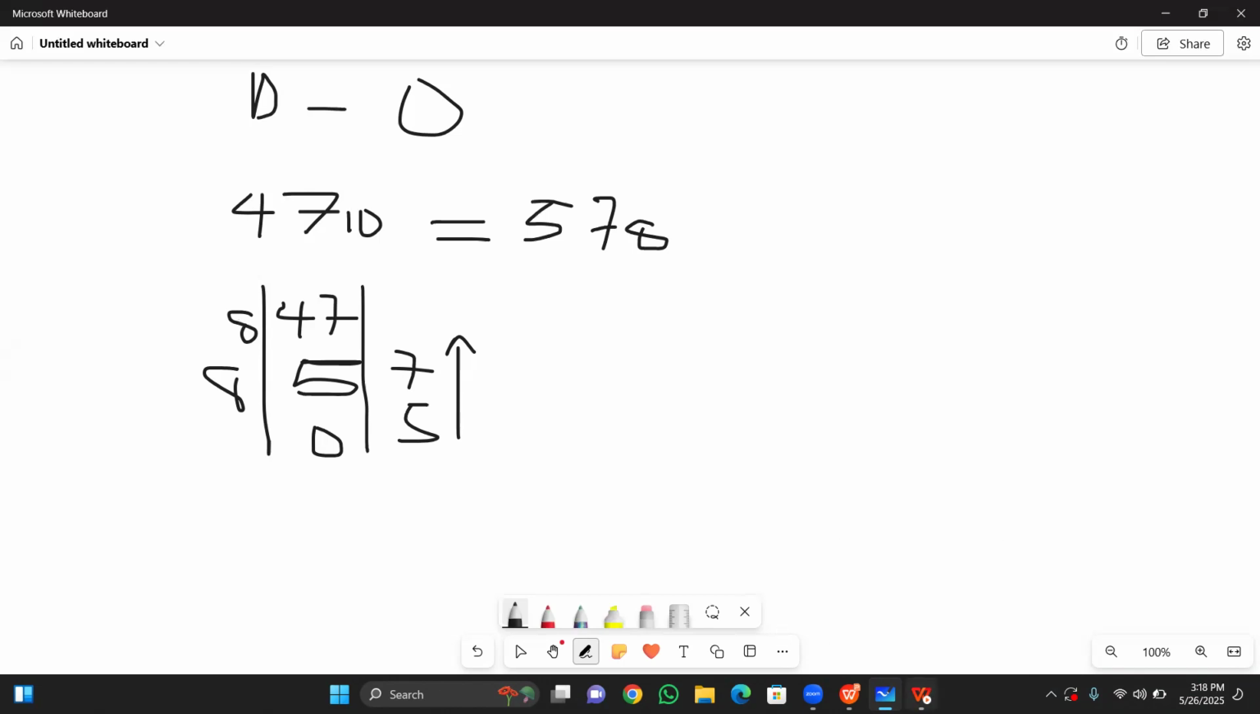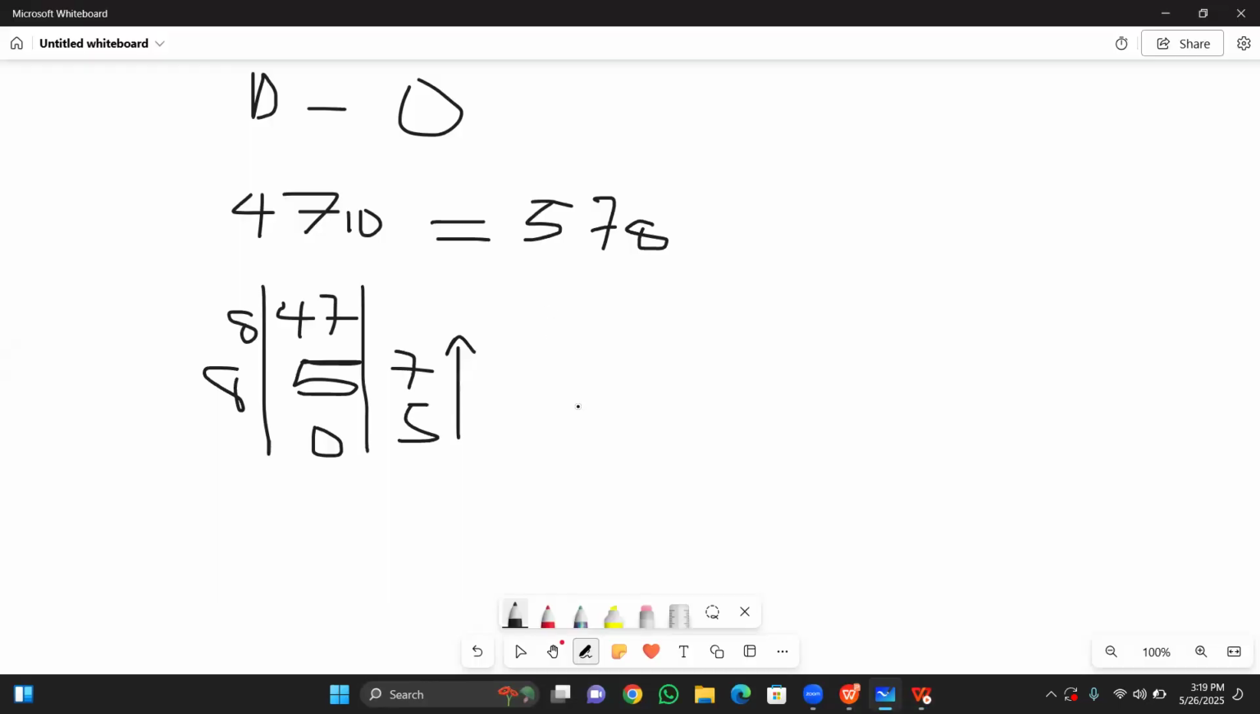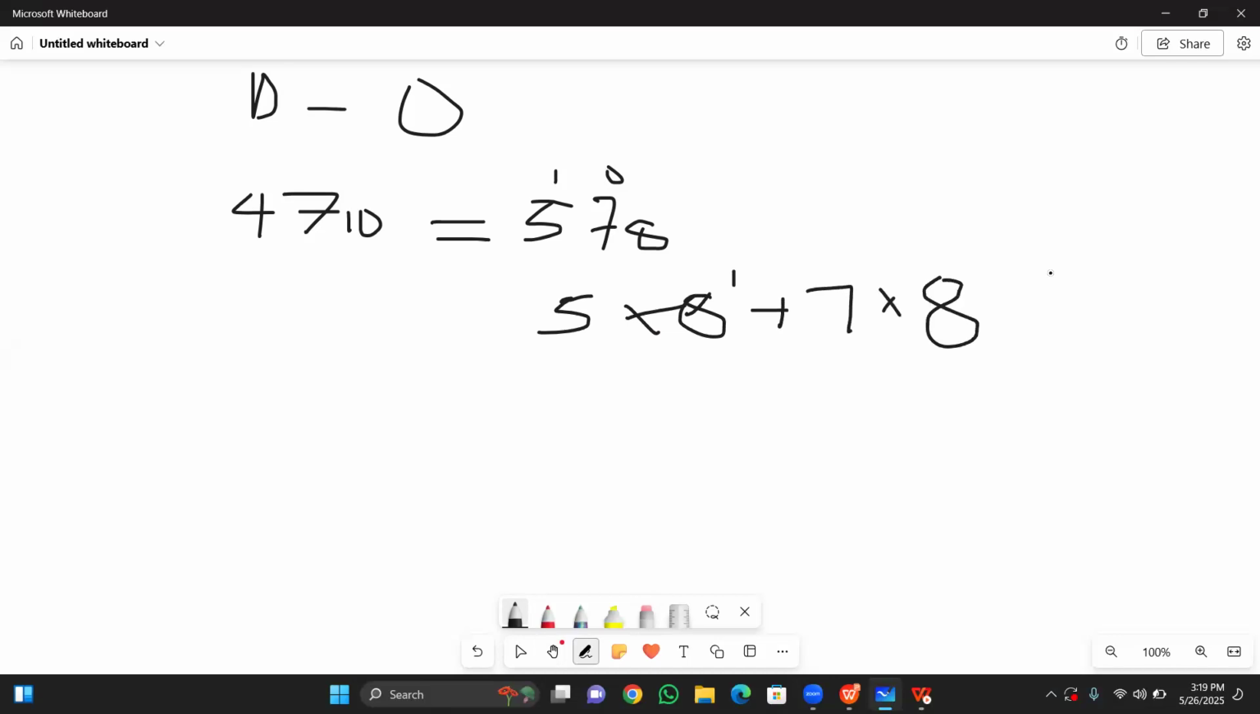So if you want to convert from octa to decimal, you just have to multiply by their positions. So we are now converting 57 base 8. We want to convert it to decimal. This is position 0 and this is position 1. So we do 5 times 8 raised to power 1 plus 7 times 8 raised to power 0.